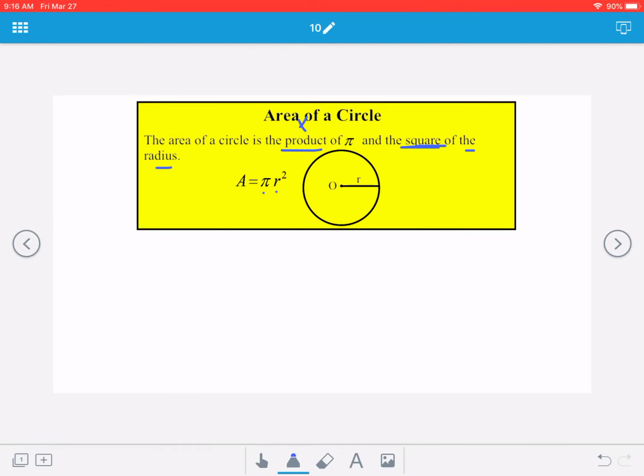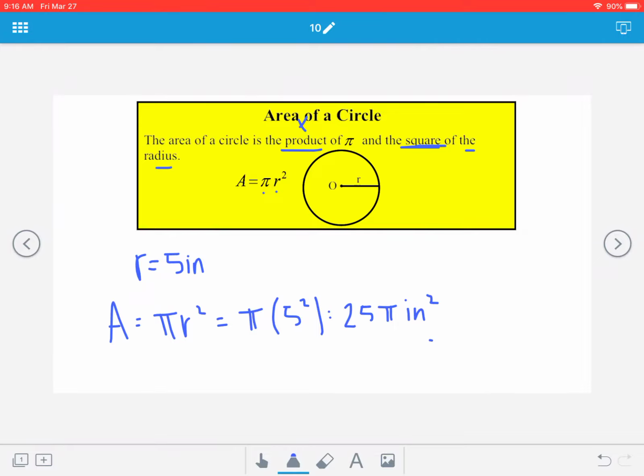For example, in this picture here, if we said the radius of this circle is 5 inches, then to find the area, we're going to take pi times the radius squared. So pi times 5 squared, which would be 25 pi inches squared. Remember, that is the exact area. If you have it with pi, that's the exact area. If I wanted the approximated area, I would put 25 times pi into the calculator, and that's going to give me about 78.5 inches squared. Awesome.